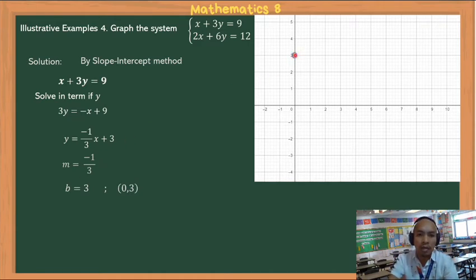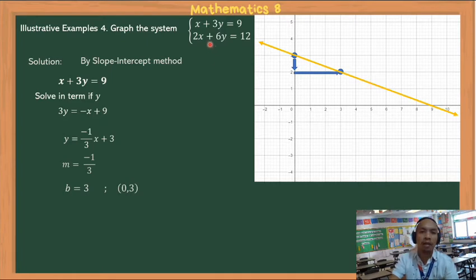From the y-intercept, we will go down 1 unit. So our run is positive 3. So after going down by 1 unit, we will move to the right by 3 units. So the point must be here. So this would be our second point. Since we now have the 2 points, we can have the graph of the equation of the line.